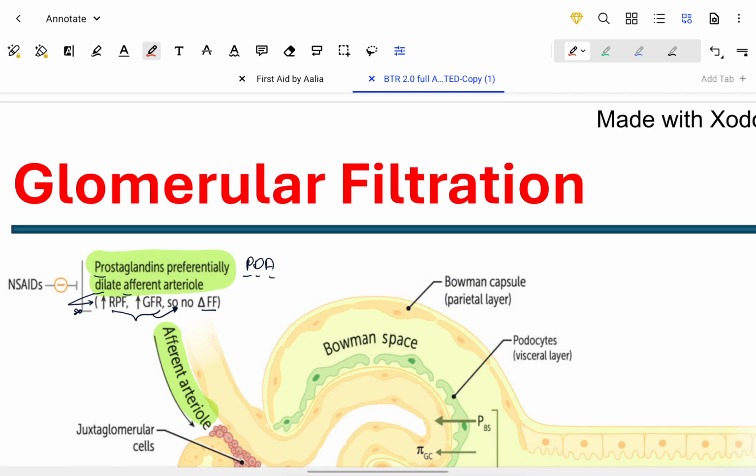Now, NSAIDs inhibit prostaglandins. What did we say about prostaglandins? The macula densa cells release prostaglandin in case of low NaCl. In case of low blood pressure and low GFR, prostaglandins are released to vasodilate the afferent arteriole and increase the GFR. Now, NSAIDs inhibit the prostaglandins. So what will happen?